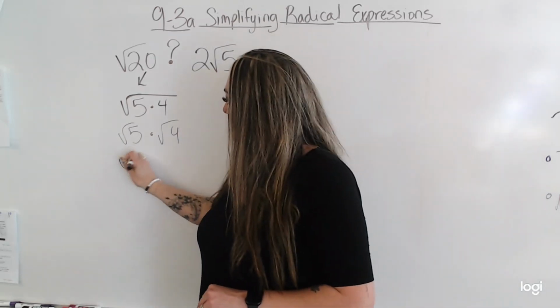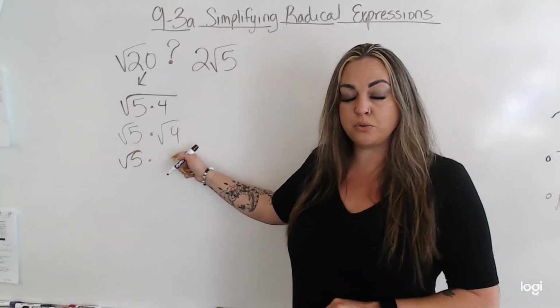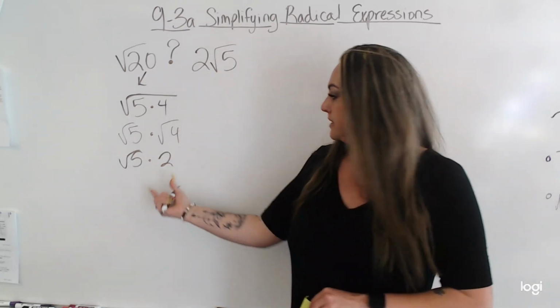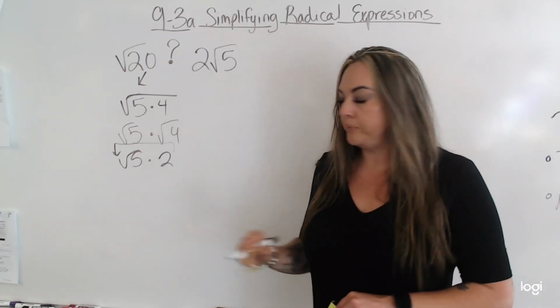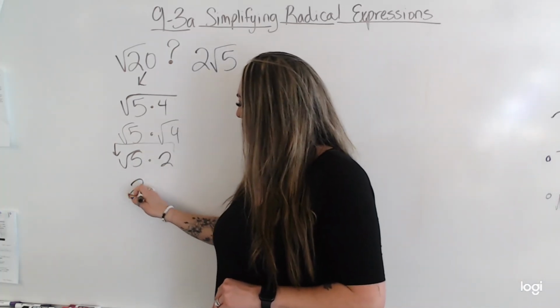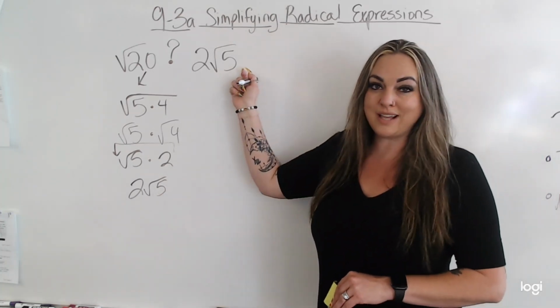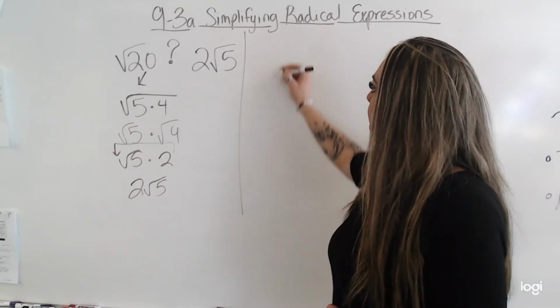This is the same as saying the square root of 5 times the square root of 4, which is 2. And because this can be factored, it now goes here. So this is saying 2 times the square root of 5, which is exactly what we got up here. Let's look at another one.